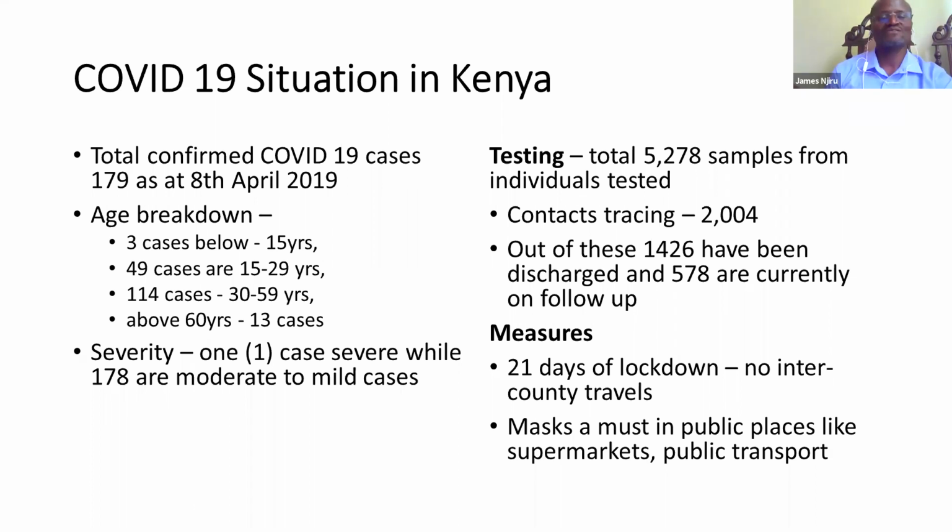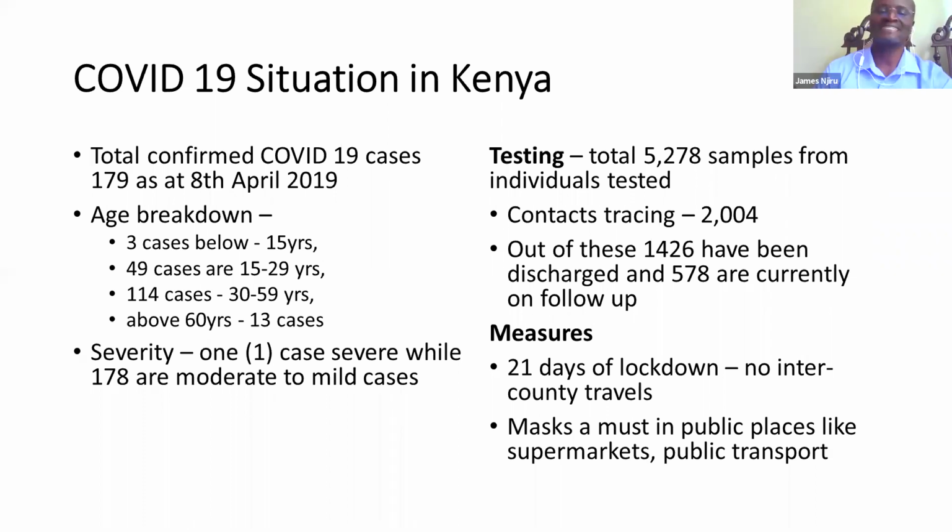Good. As of yesterday, Kenya has confirmed 179 cases, and one case is mild and one case is severe. The others are either mild or moderate. In terms of age breakdown, we have seen 3 cases aged below 15 years. We have 49 cases aged between 15 and 29. 114 cases are from individuals aged 30 to 59 years, and then 13 cases are above 60 years.